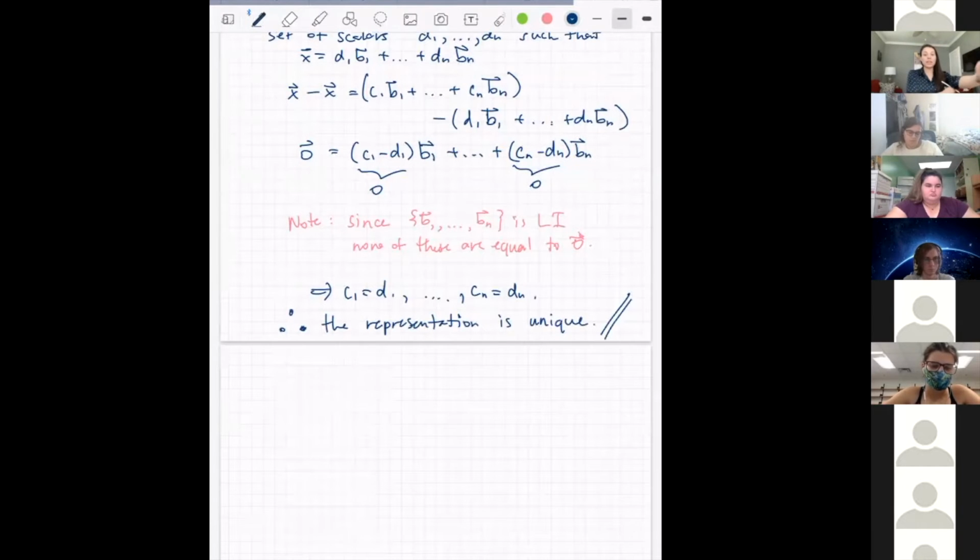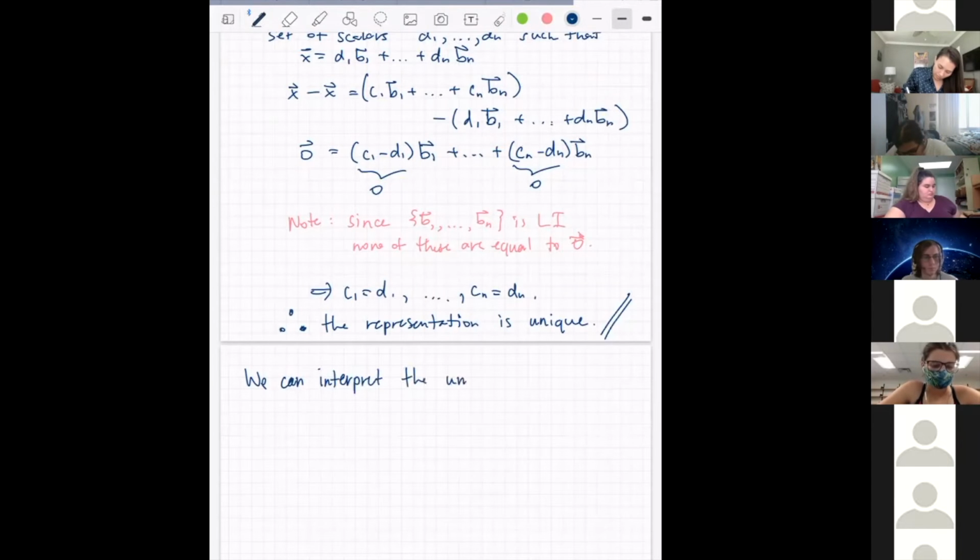Okay. And the importance of the fact that we get a unique representation from a basis is that we can interpret these scalars, these unique scalars, as coordinates, which are determined by the basis.